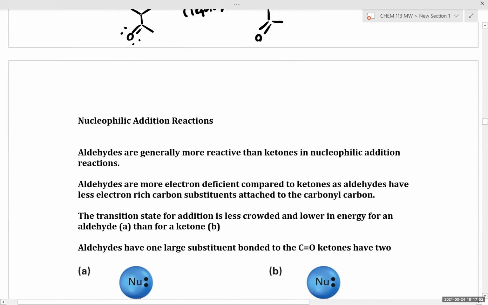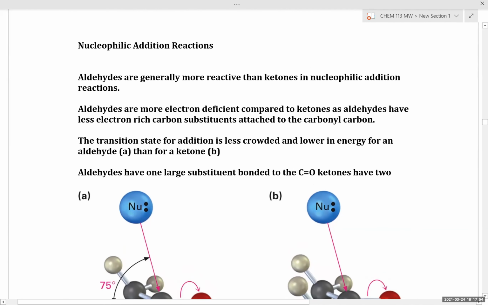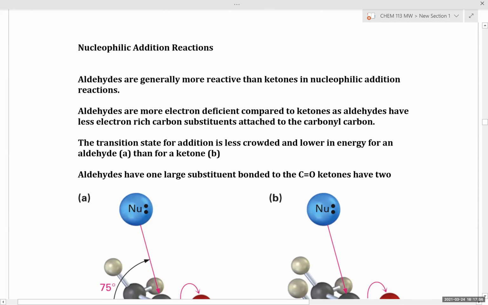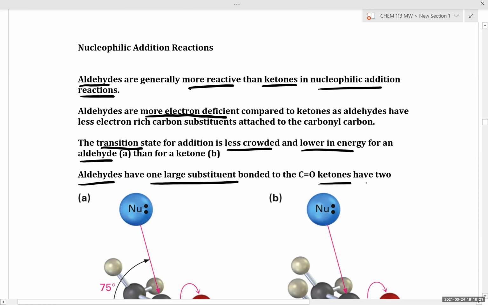Okay, so let's take a look at nucleophilic addition reactions. So we concluded generally that aldehydes are more reactive than ketones in nucleophilic addition reactions. Further, we know that aldehydes are generally more electron deficient compared to ketones. Further, the transition state for addition is less crowded and lower in energy for an aldehyde because aldehydes only have one large substituent while ketones have two.